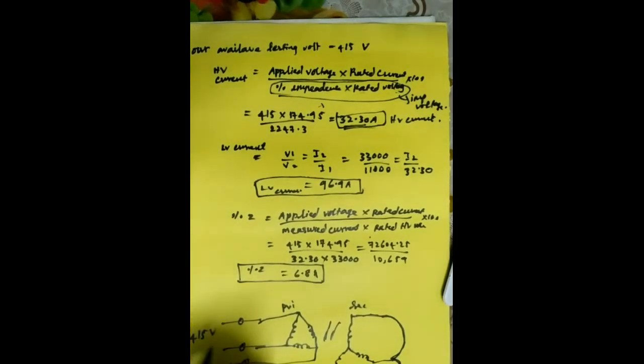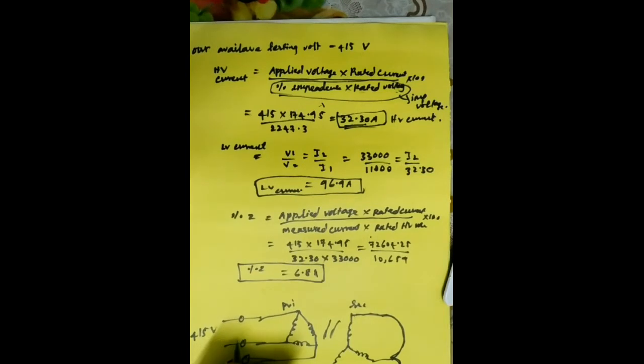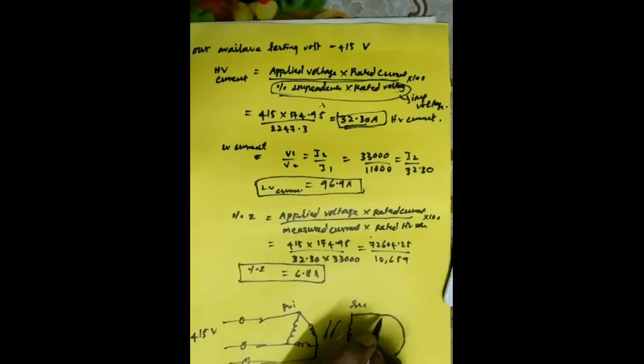Practically, you will get exactly the same current as calculated in the primary, but if you measure it in the secondary, you will get current values near the calculated values. It depends upon how tightly it was connected.